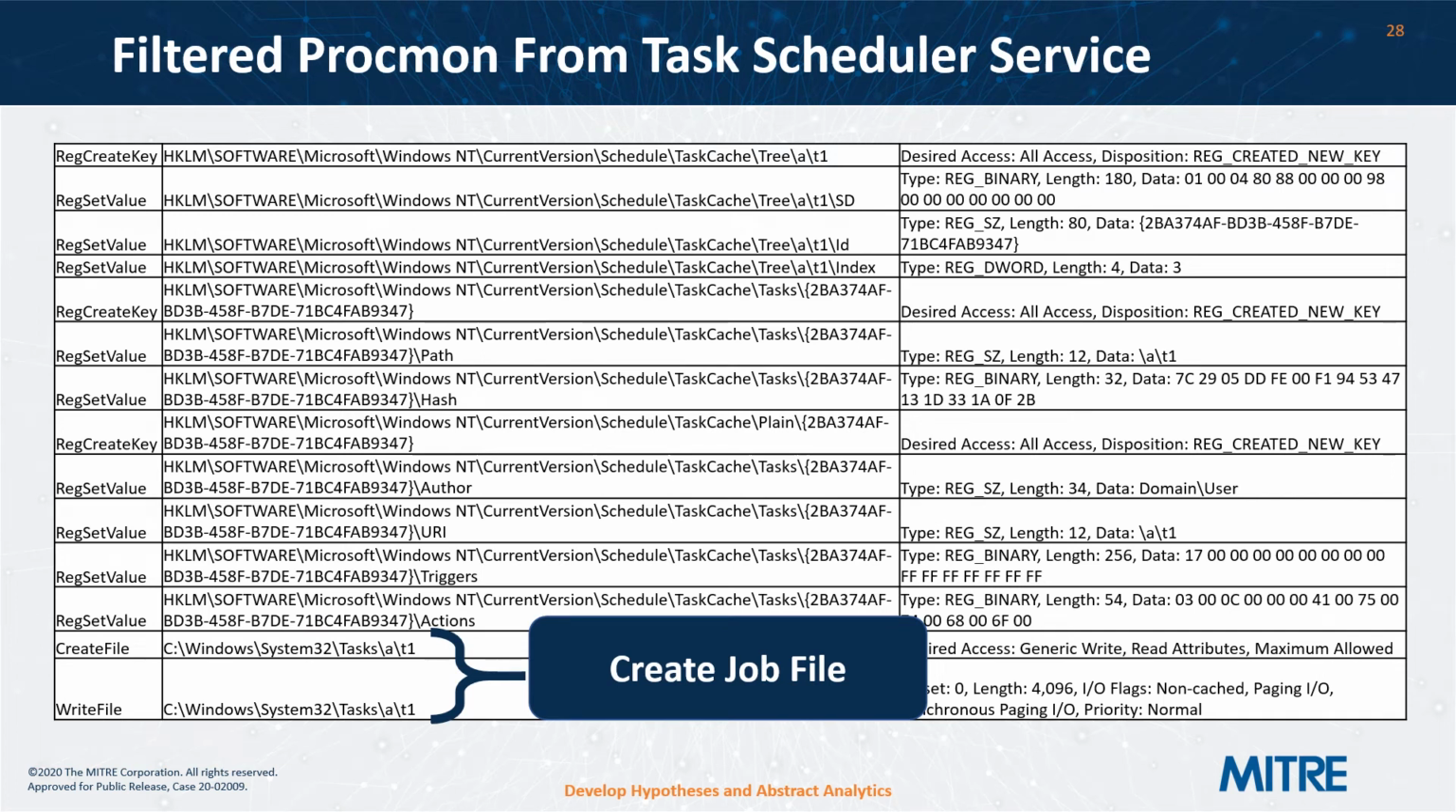We also see some file creation and writing activity associated with writing the new job file describing the task to schedule. Similar to the registry activity, this Procmon view shows us useful additional information, like the path to the job file, and a correlation between that path and the registry key name from above.